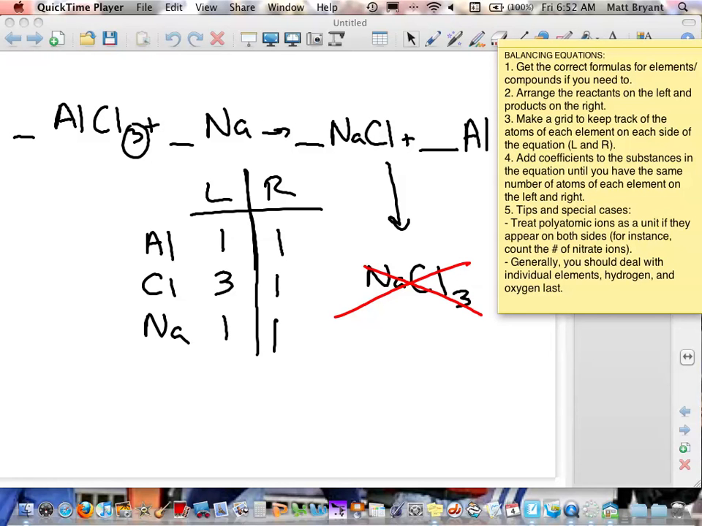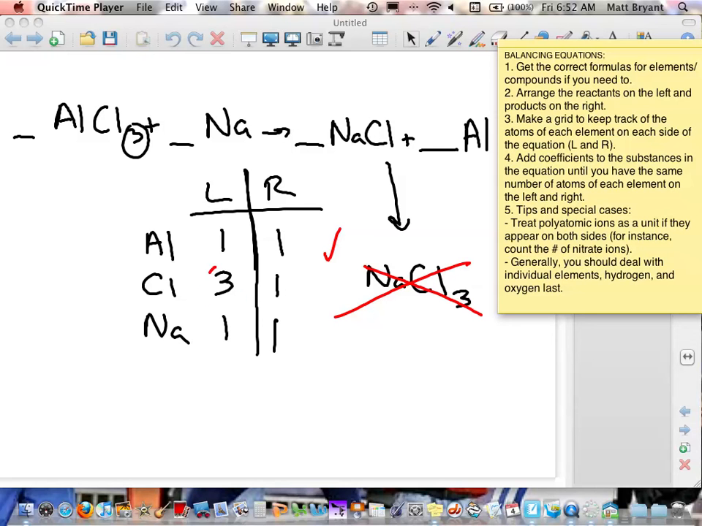So, let's go through step number 4 and see if we can add some coefficients. I'm going to stay with the red pen here because I like it. So, here we have one aluminum atom on both sides. So I'm going to go ahead and say that we're good there. I don't think we need to do anything about that. Now, chlorine, obviously, we have an imbalance, so we need to change something.